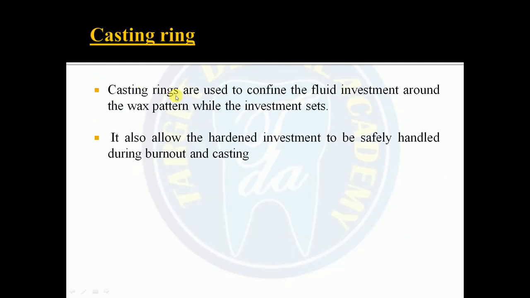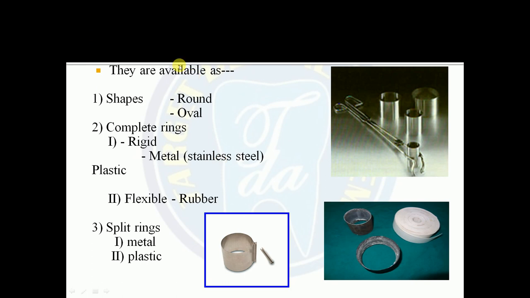Coming on to the casting ring. Casting rings are used to confine the fluid investment around the wax pattern while the investment sets. It also allows the hardened investment to be safely handled during burnout and casting. Casting rings are available in different sizes and shapes: round and oval, complete rings. These are rigid rings, which may be made of metal, that is stainless steel. Plastic rings are flexible, made of rubber. Split rings are made of either metal or plastic. These get split in two. Can you see this?